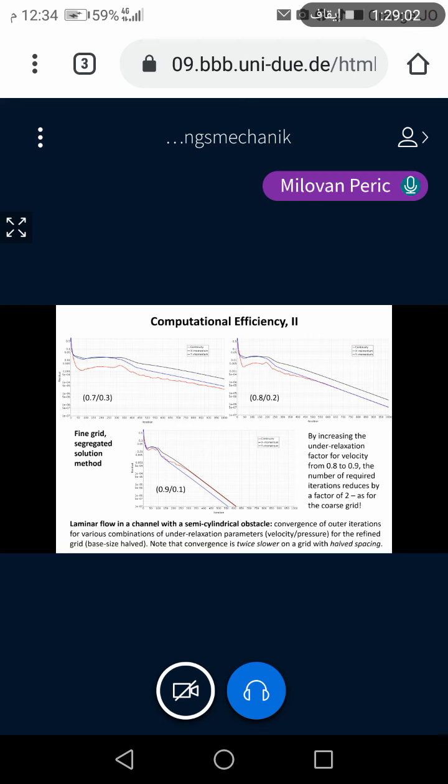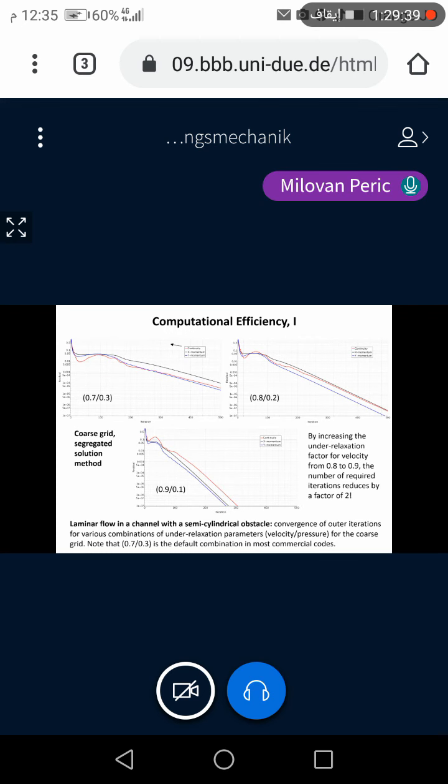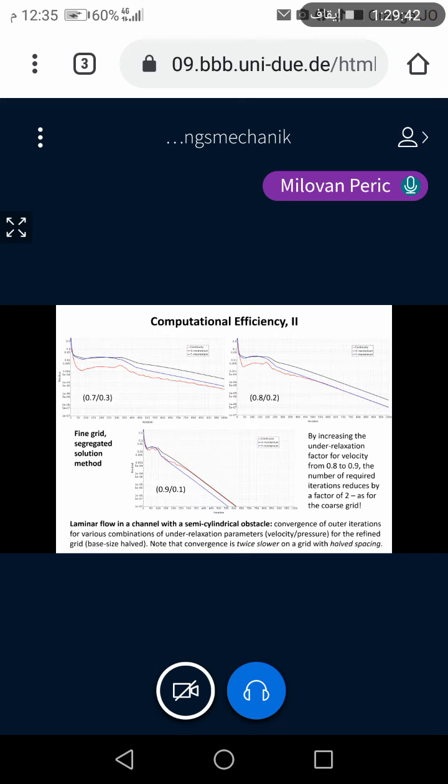And here refinement was by a factor of 2, so grid spacing in every cell was subdivided in 2 in each direction. We see basically the same behavior. The combination 0.9, 0.1 is twice as fast as 0.8, 0.2, but what we also see is that we need twice as many iterations to reach the same residual level as on the coarser grid. So here, if we take 0.9, 0.1, we need 600 iterations to go to 10 to the minus 7, which is more than necessary, but if we look at the coarse grid, we needed 300, so twice as much.